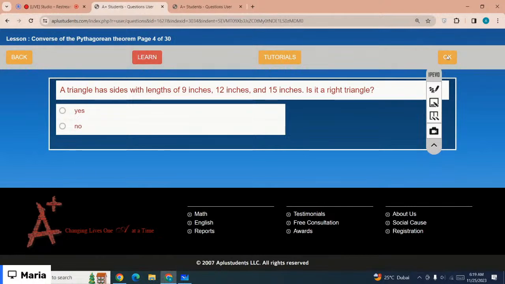A triangle has side lengths of 9 inches, 12 inches, and 15 inches. Is it a right angle triangle? Okay. The correct option is yes, it is a right angle triangle. The correct option is yes.